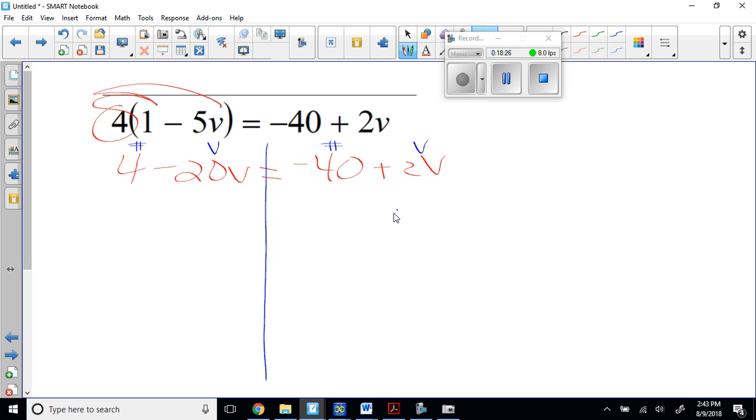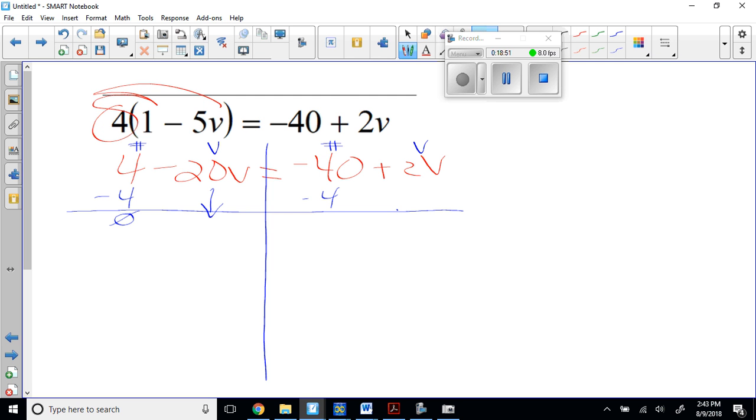You can start with negative 20v. You can start with negative 40. You start with positive 2v. It doesn't matter. Pick one of them, but do it. Okay? You got to do it. So we're going to start with 4. We're going to move it to the other side. So that positive becomes a negative. That becomes a 0. It's the inverse operation. It creates a 0 pair.